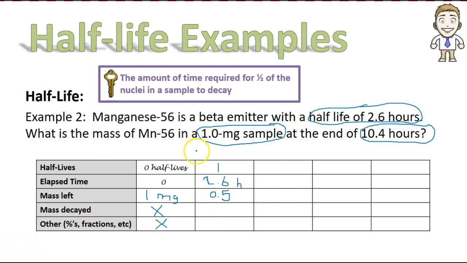So the next column, after 1 half-life has passed, which takes 2.6 hours, my mass splits to 0.5 milligrams. And after 2 half-lives have passed, another 2.6 hours brings us to 5.2 total hours, and the mass splits in half again to 0.25 milligrams. 3 half-lives brings me up to 7.8 total hours, and I'm not at 10.4 yet. My mass splits in half again to 0.125 milligrams, so I have to keep going. And then finally, at 4 half-lives, we reach the 10.4 total hours the problem was asking about to begin with.